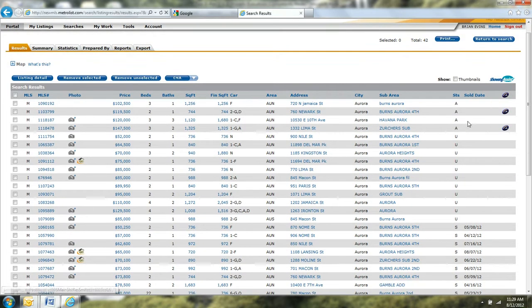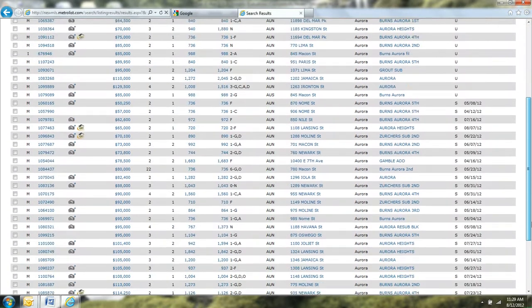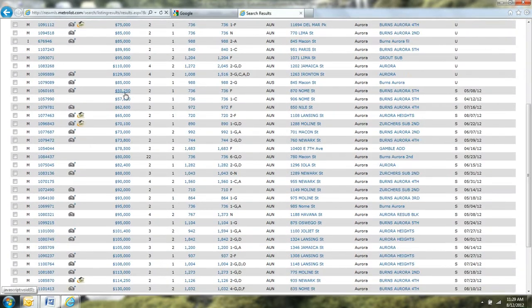Okay, so we only have 4 actives in the neighborhood. We've got roughly 10 under contracts, and we've got a lot of sold data. Great supply and demand numbers in this neighborhood. Looking at the sold data, there are wholesale opportunities in this neighborhood. There's properties going from 50 all the way up.